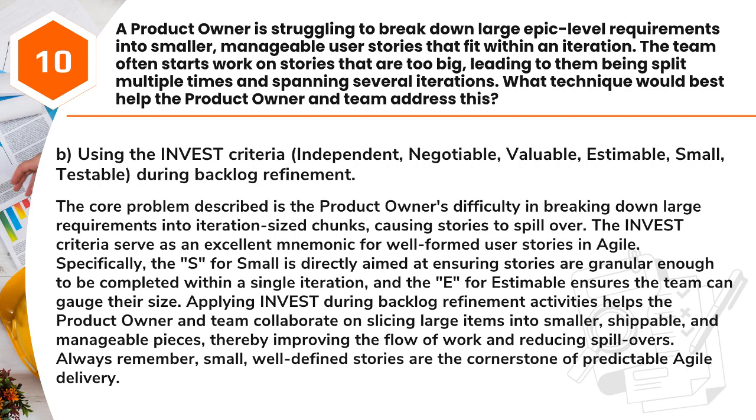Answer. B. Using the INVEST criteria, independent, negotiable, valuable, estimable, small, testable, during backlog refinement. The core problem described is the product owner's difficulty in breaking down large requirements into iteration-sized chunks, causing stories to spill over. The INVEST criteria serve as an excellent mnemonic for well-formed user stories in Agile. Specifically, the S for small is directly aimed at ensuring stories are granular enough to be completed within a single iteration, and the E for estimable ensures the team can gauge their size.